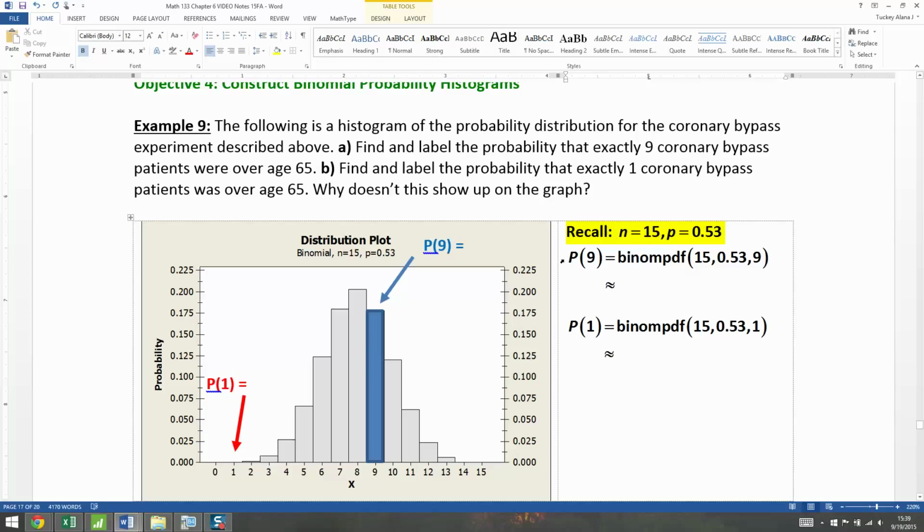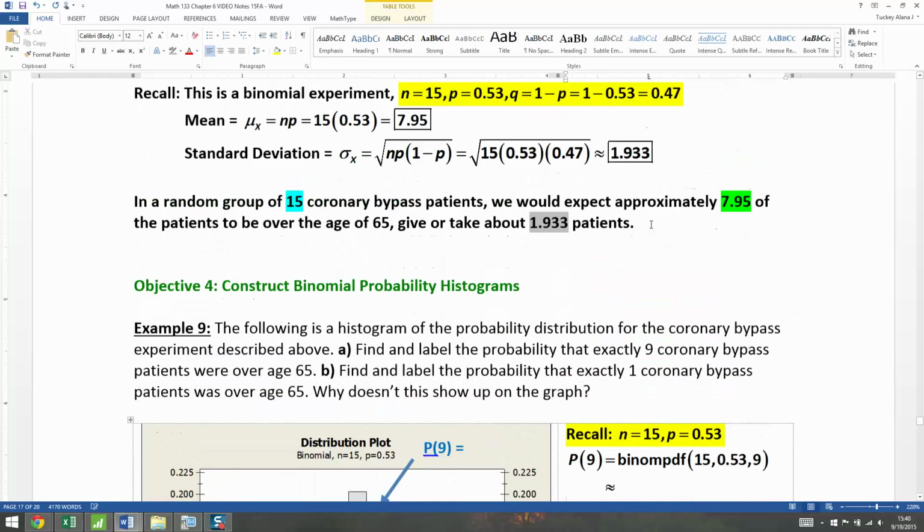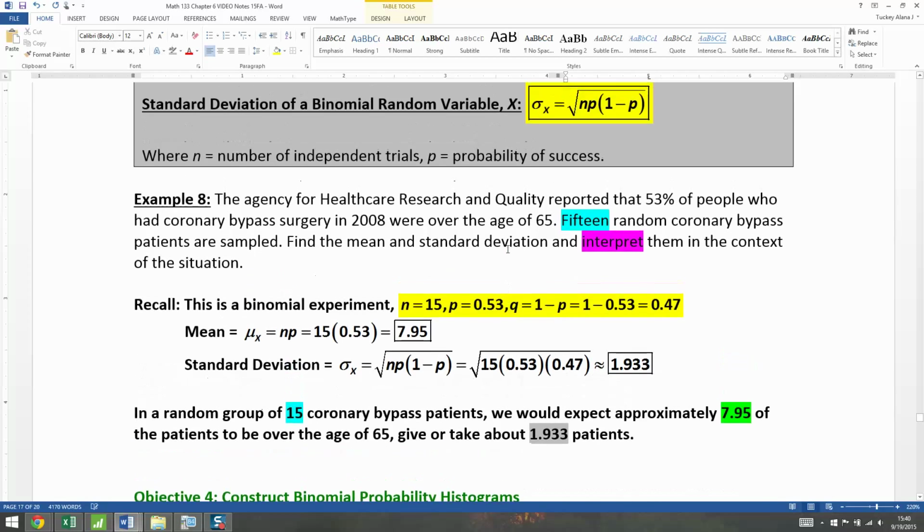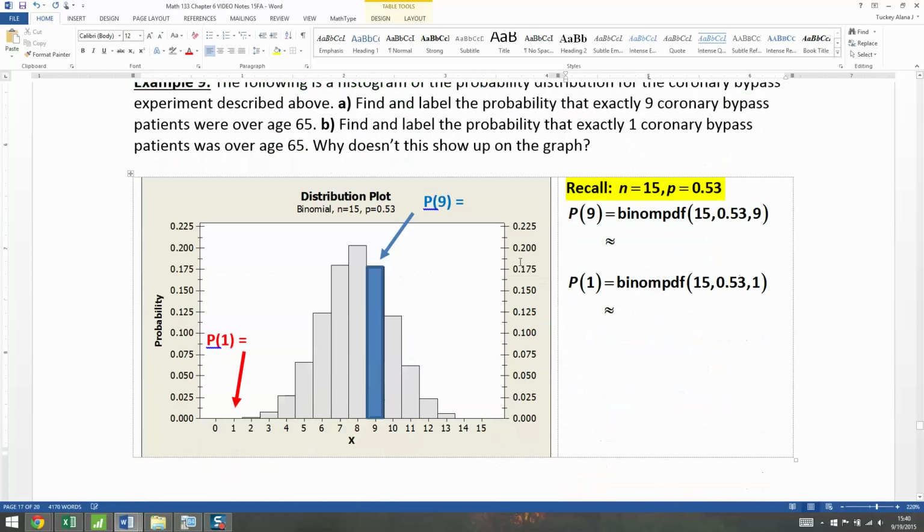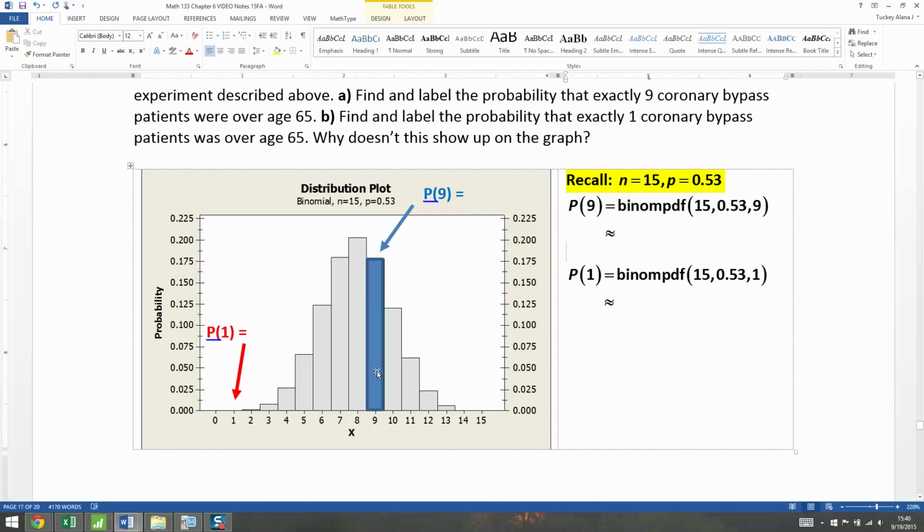All right, poof, like magic, I've done a whole bunch here. So let's look it over. Just remember from up above, because it's the same example, n is 15 because we're looking at 15 coronary bypass patients, and the probability of success is 0.53. And then I've labeled the two bars. So there's the probability of 9 right here, that's that blue bar. And then probability of 1, you can't see. That's why it's asking why does that not show up on the graph. So we'll see that in a minute.